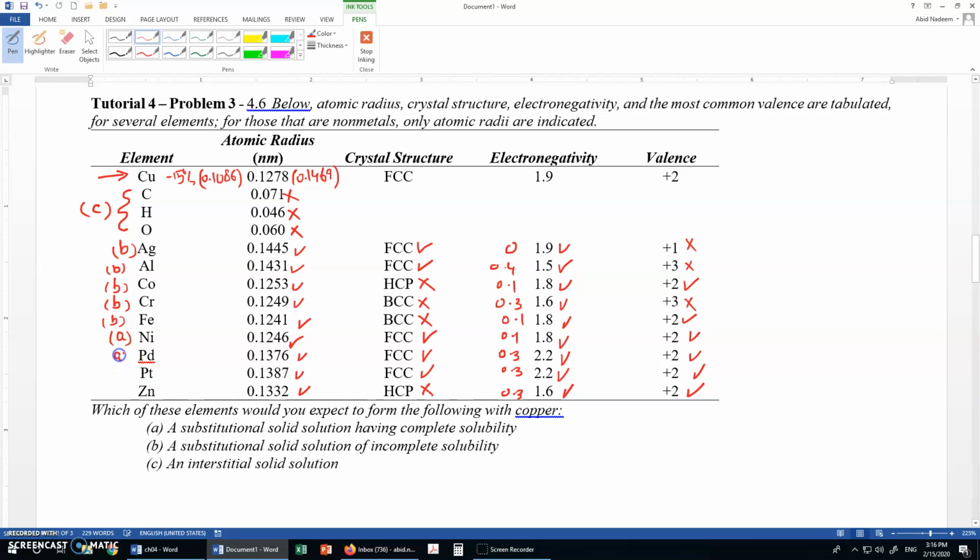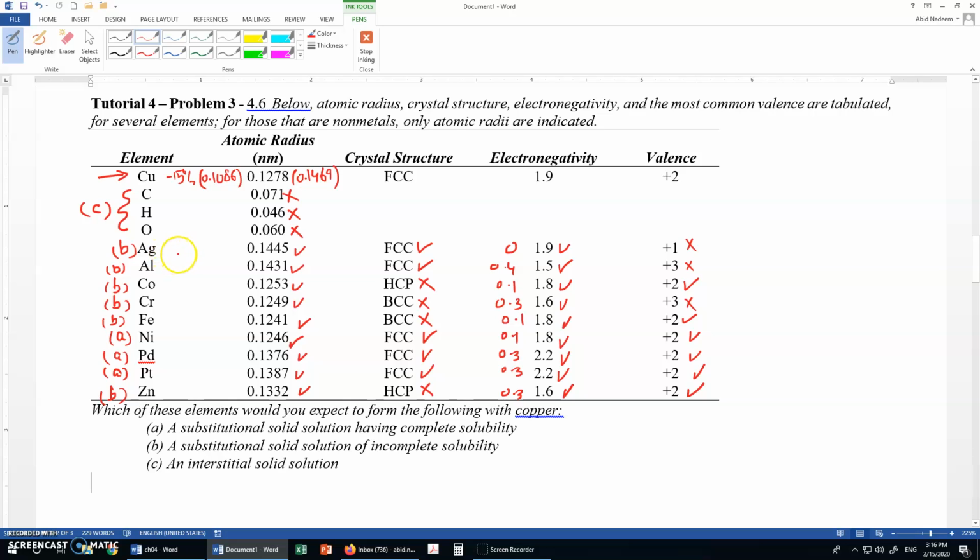Palladium will also fall into A. Platinum will also fall into A because all conditions are satisfied, and for zinc, only one condition is not satisfied, so zinc will be B. Okay, so in this case you can see that we have now determined which elements will form a complete solid solution or incomplete solid solution with copper, or which ones will make the interstitial solid solution.